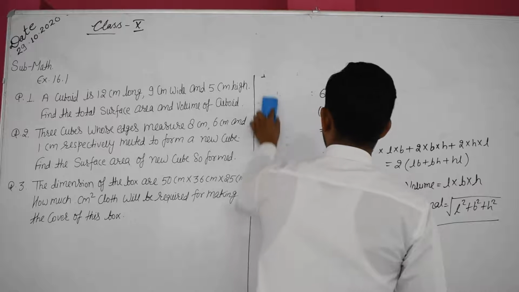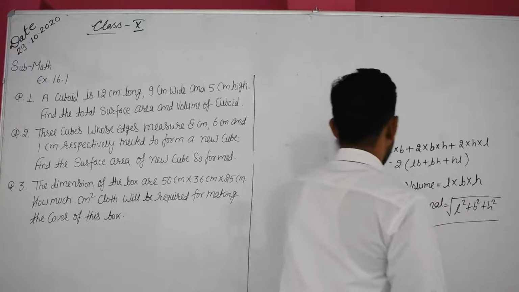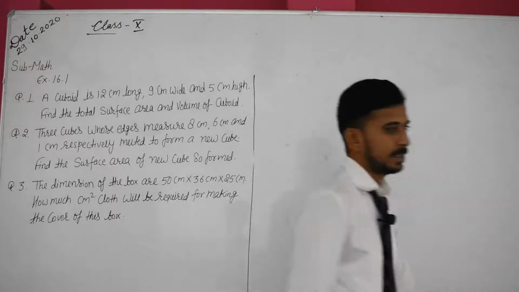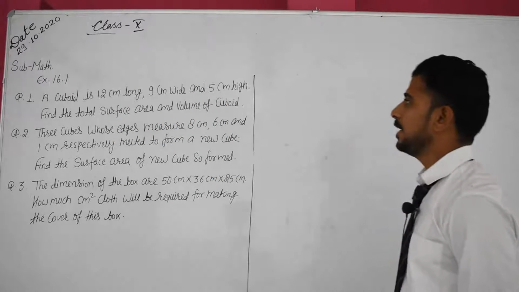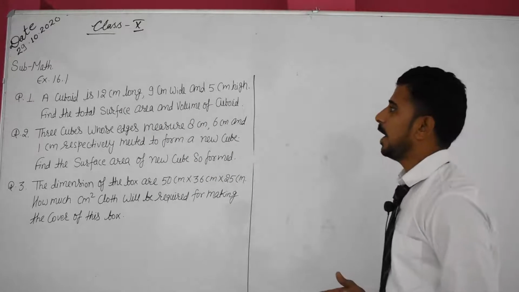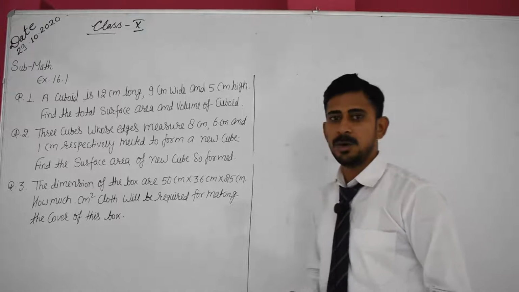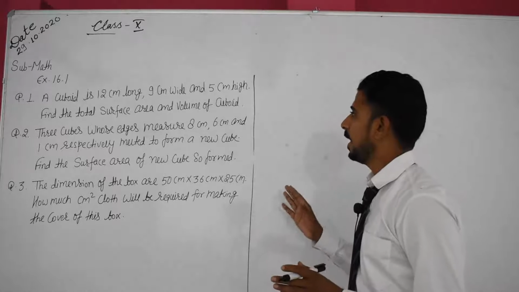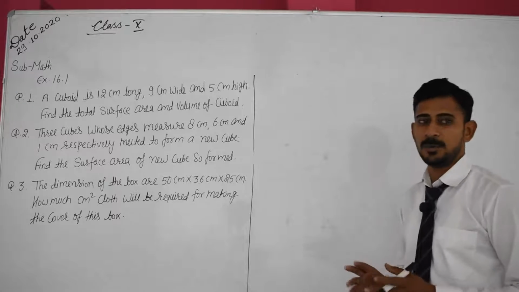Now we will solve questions number 1, 2 and 3 of exercise 16.1. First question is, listen carefully. A cuboid is 12 cm long, 9 cm wide and 5 cm high. In this cuboid, length, breadth and height are given. Find the total surface area and volume of the cuboid.